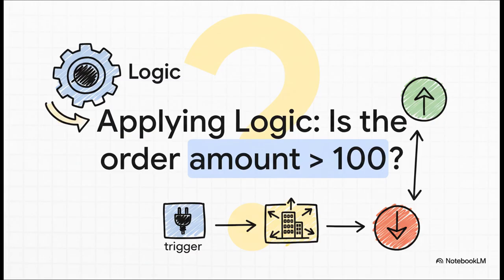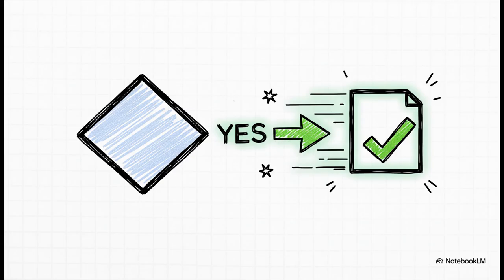Is the total amount for this order more than $100? If the answer is yes, the agent follows path number one. It knows this is a high-value order, and based on the rules we set, it can just be approved automatically. Boom. No human has to touch it. That's just pure streamlined efficiency.